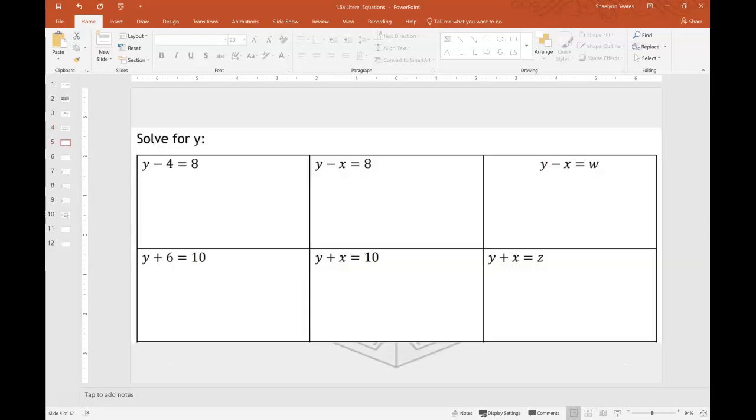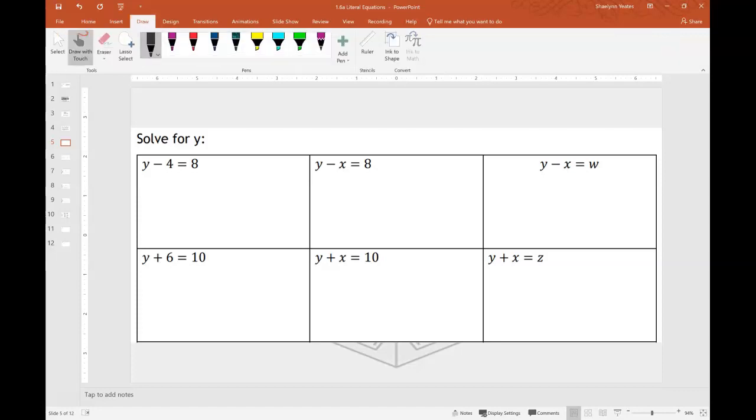So let's give this a shot. We're going to solve each of these for y, and we're going to work our way up in difficulty. For this first one, we're going to do it in columns. In this first one, we have to undo subtraction, so we're going to add 4 to both sides. So I end up with y equals 8 plus 4. Yes, there's a reason I'm leaving it like that. We could end up with the answer of 12 if we wanted to.